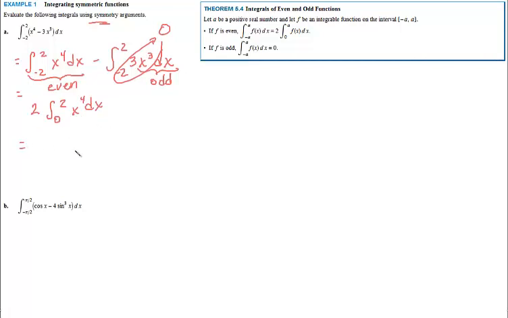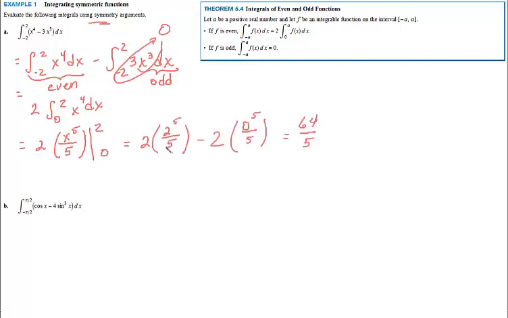And carrying on with that, that would be 2 times x to the fifth over 5. And then I'm going to evaluate that from 2 to 0 and then just plug those numbers in and crunch out the answer. Okay, now I've done the arithmetic for you, and we get 64 over 5.